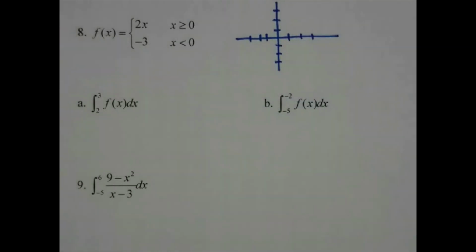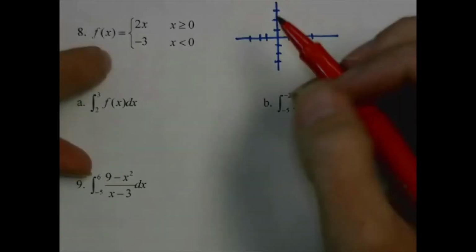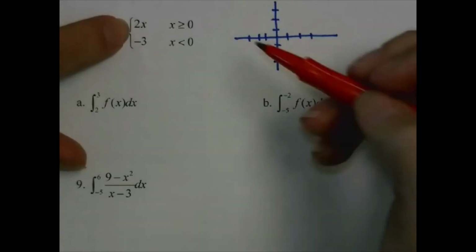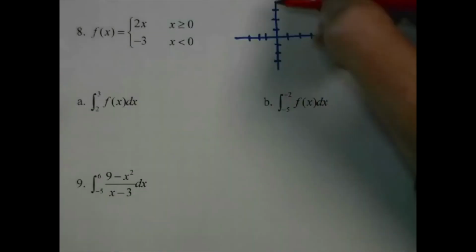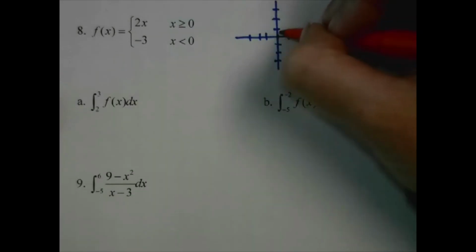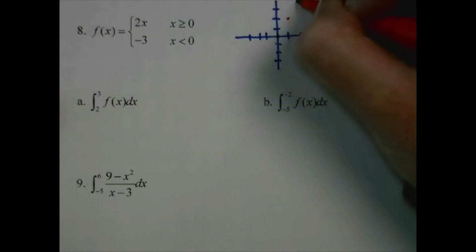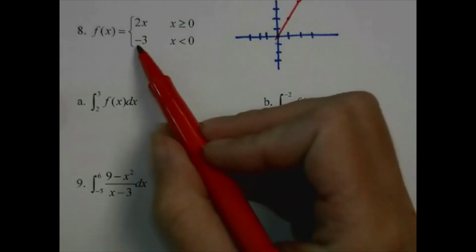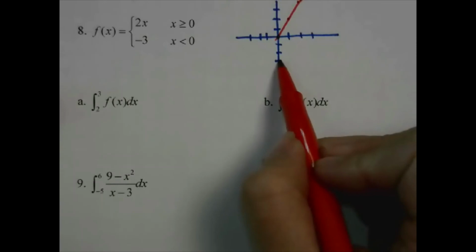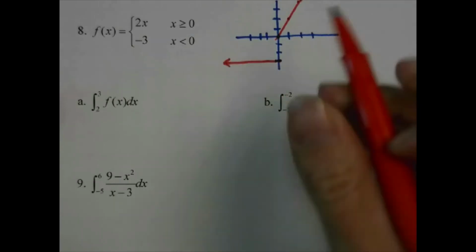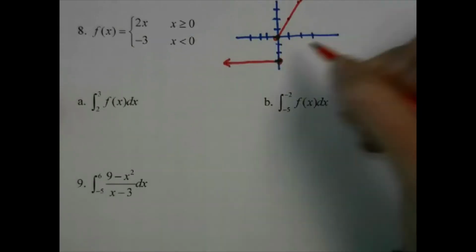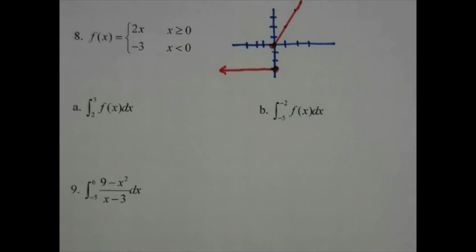So when x is greater than 0, we have the line 2x. So 0, 0, up 1 over, 2 over. And then when it's less than it, we have -3. So we have a closed dot here, an open dot here. So there's our graph.